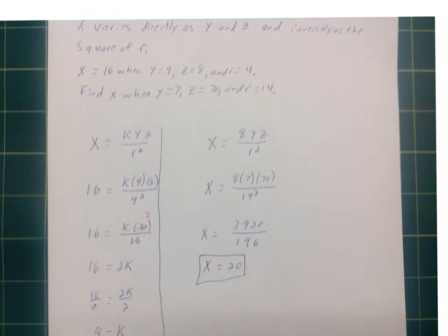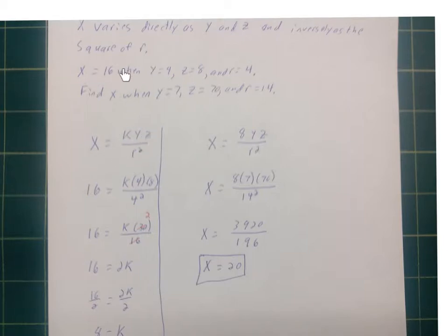Oh, I saw your question on the email. X varies directly as y and z and inversely as the square of r. So that gives me the equation here. X varies directly with y and z and inversely with the square of r. So that gives the equation.